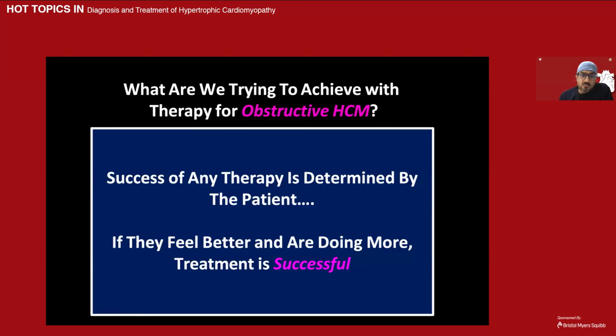How do we determine the success of any therapy? Success of any therapy is determined by the patient. If they feel better, they are doing more, then treatment is successful.